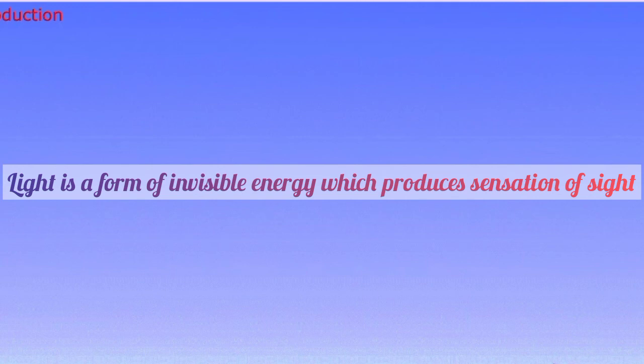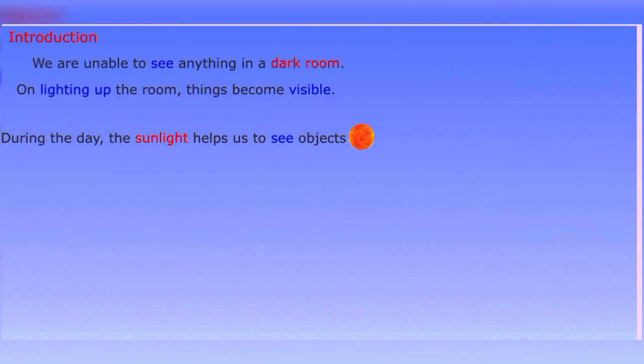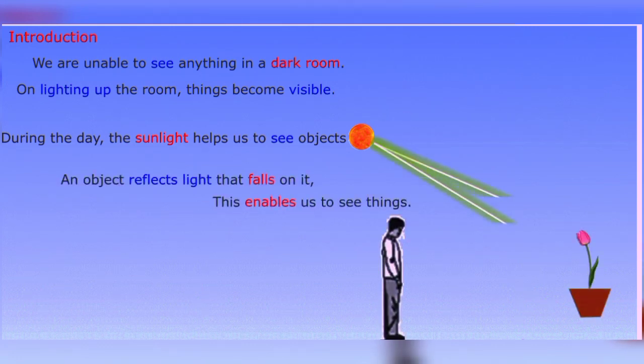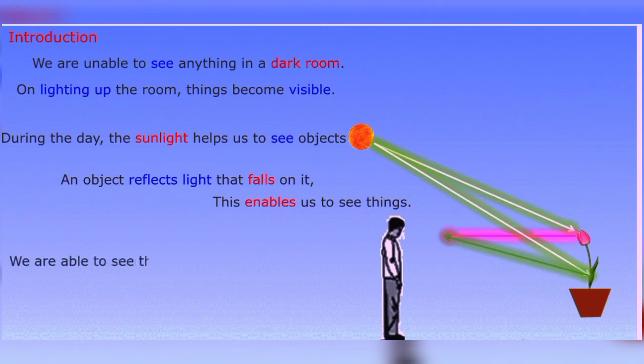When light emitted by a source of light falls on an object, some of the incident light is returned back by the object. The light returned back or reflected by the object enters our eyes. Hence the object is seen by us. Or we can say that any object which reflects the light falling on it is visible to us.